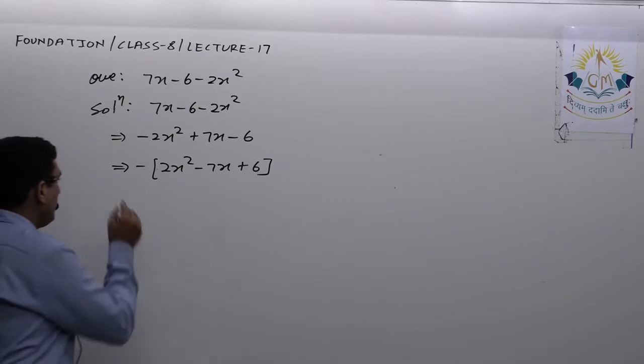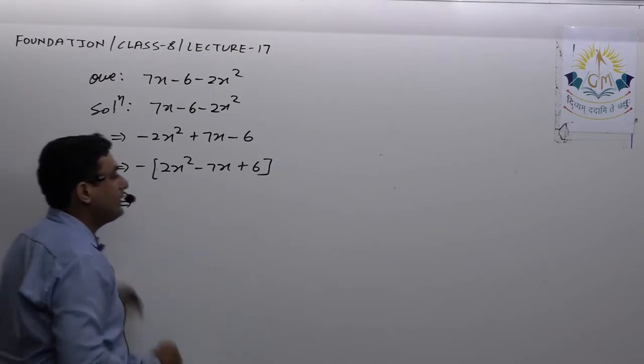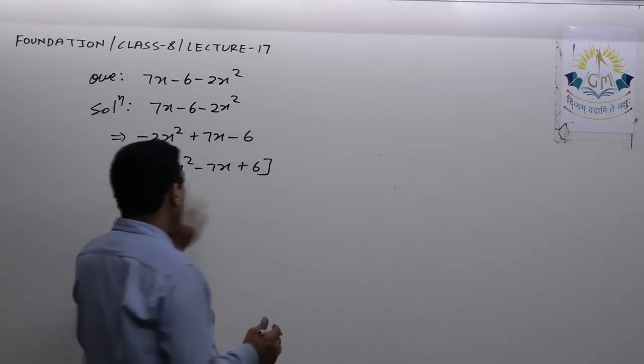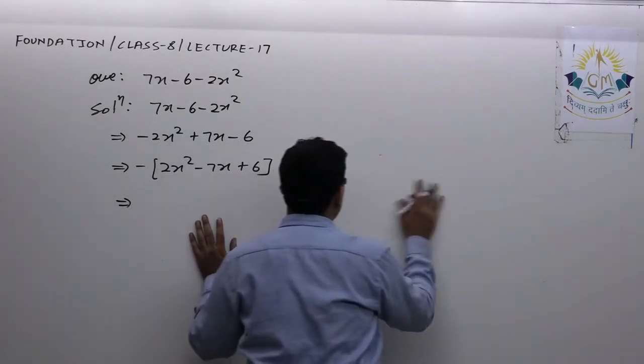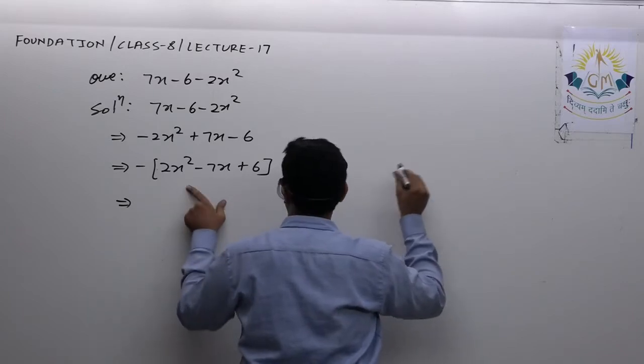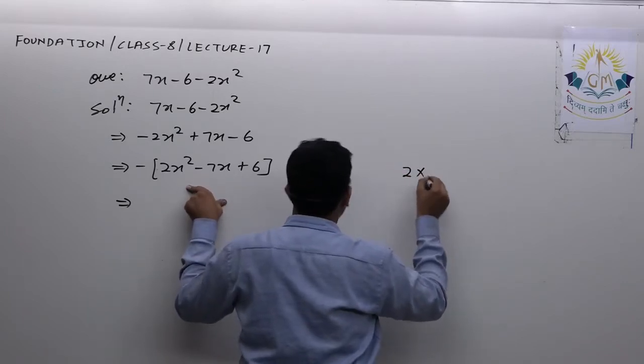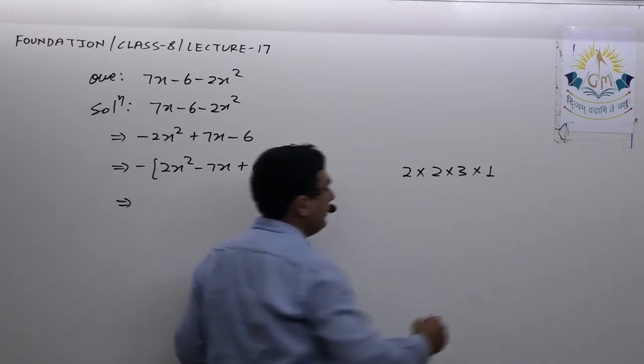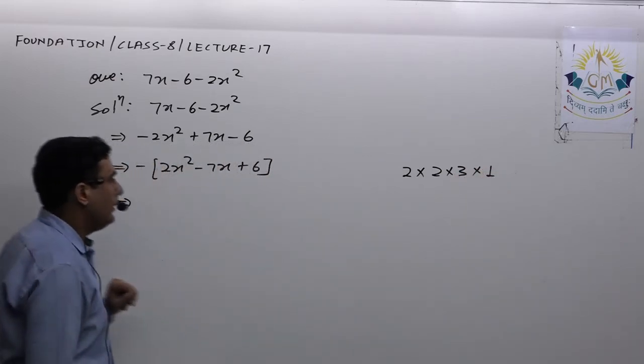Now what next? Now we'll find the factors of a multiplied by c. And as I told you, I won't multiply, rather I will find the factors separately. So factors of 2, that is 2. Factors of 6, 2 multiplied by 3. And I write 1 once.